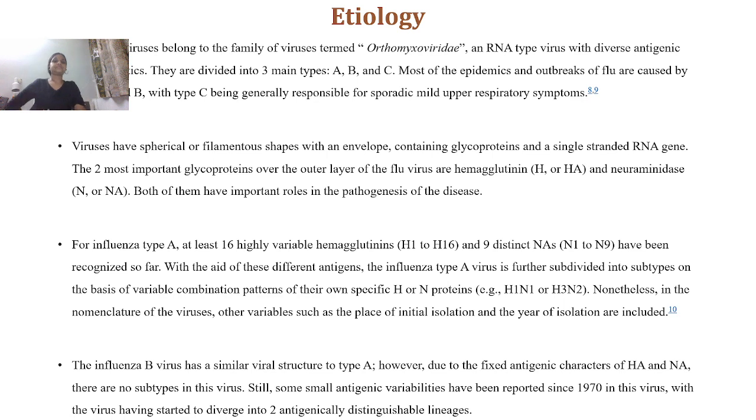So the influenza virus has a spherical or filamentous shape with an envelope containing glycoprotein and a single-stranded RNA genome. And the two most important glycoproteins in the flu virus, as I already told, are hemagglutinin, H or HA, and neuraminidase, N or NA, and they have an important role in the pathogenesis of the disease.